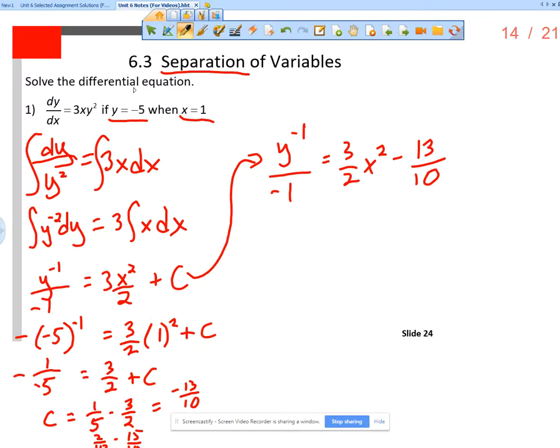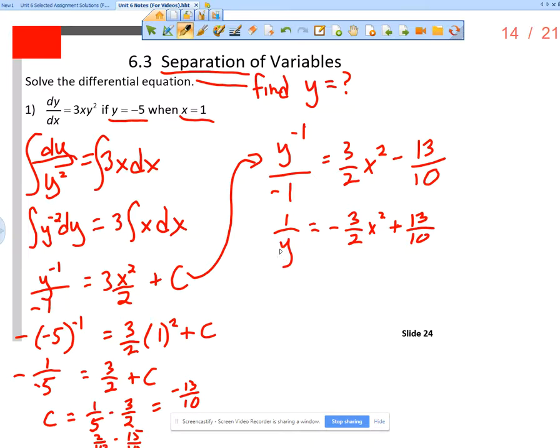So when we say solve the differential equation, generally speaking, we're saying find what y is equal to, right? And so in order to do that, I actually have to solve for y. So we remember that if I have y to the negative first over negative 1, right, I can multiply by negative 1. That's easy. And what is y to the first? It's really 1 over y, right? So I get 1 over y equals negative 3 halves x squared plus 13/10. All right, so that's easy. But then how do I solve for y here?